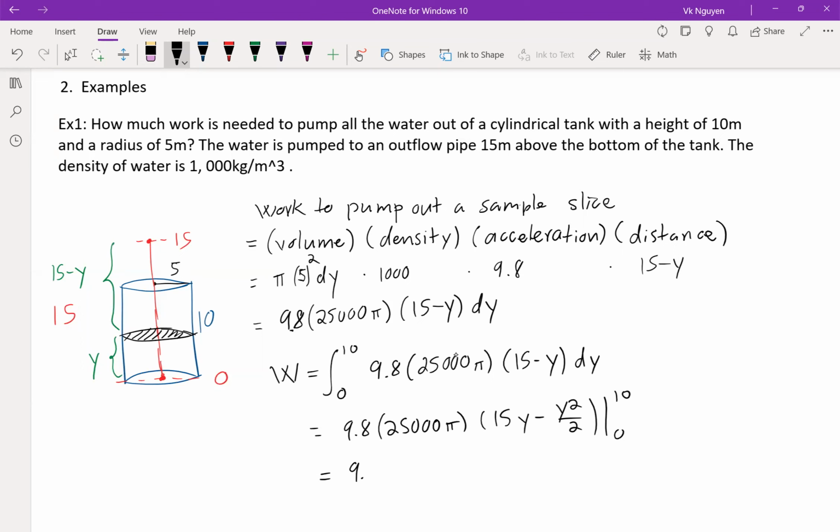So we have 9.8 times 25,000 pi times 15 times 10 is 150, minus 10 squared is 100 divided by 2 is 50. And then when we plug in 0, we get 0. We can plug this in the calculator and get a nice number. And that number is approximately 77 million joules. Oh, that's a big number.